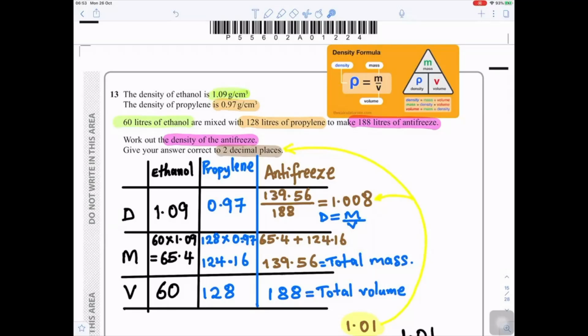With that, we draw a table. The DMV, density, mass, and volume, and then ethanol, propylene, and antifreeze.